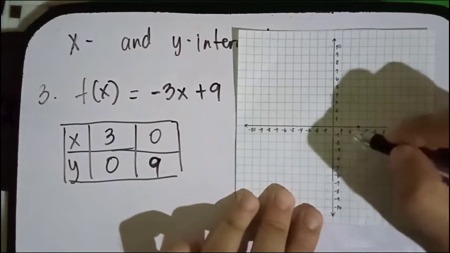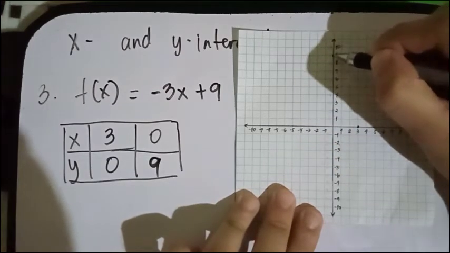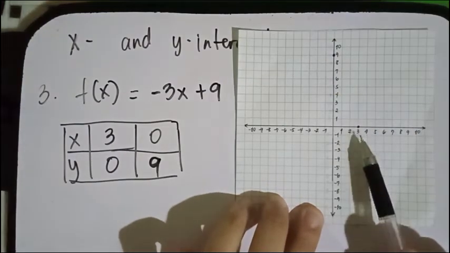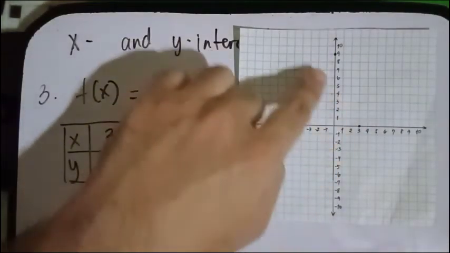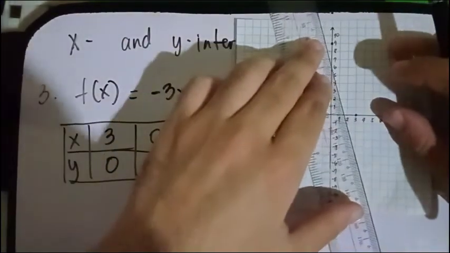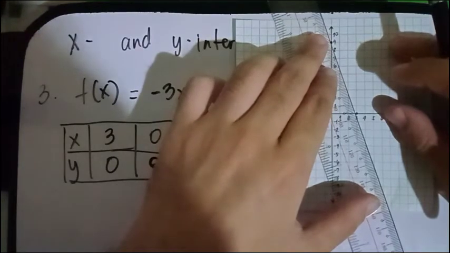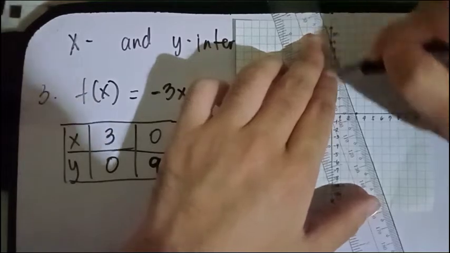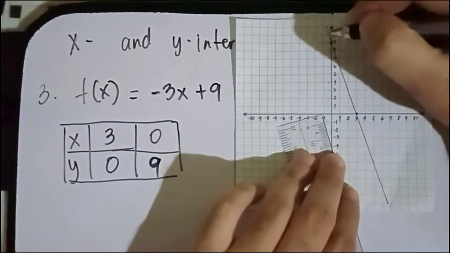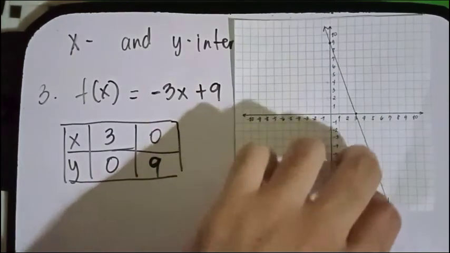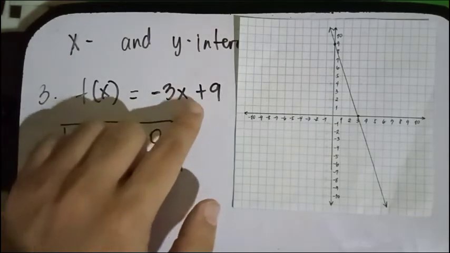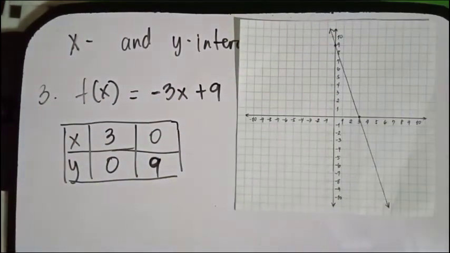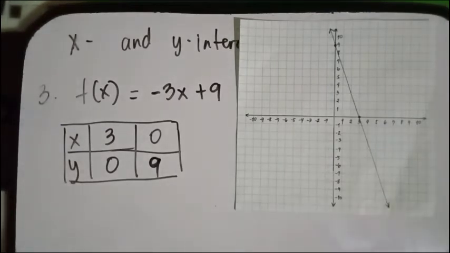So, ilagay natin yung points sa 9 sa y axis. Dito siya. Okay? So, meron na tayong dalawang points and enough na yan para gumawa ng straight line. I-connect natin itong dalawang points ng straight line para matapos na. Okay? So, ganito siya. And that's it. Itong line na to is yung graph ng f of x equals negative 3x plus 9. So, ito na yung mismong graph niya. Ayan. So, ganito po ang pag-graph ng linear function gamit ang x and y intercept.